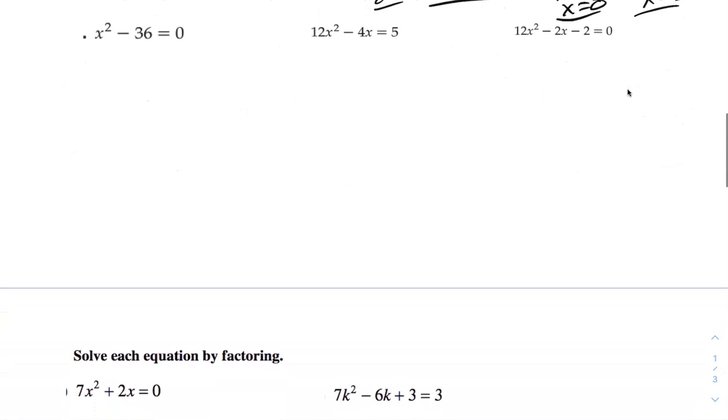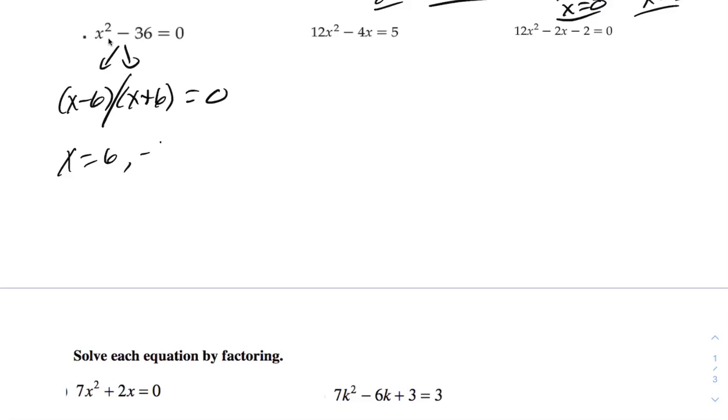Get down to this one. This one also has two things, but they have nothing in common. There's no number in common. But look at it. It's a difference of two squares. I can factor both of these. They're both squares. (x - 6)(x + 6) equals 0. Split it. x equals 6 or -6.